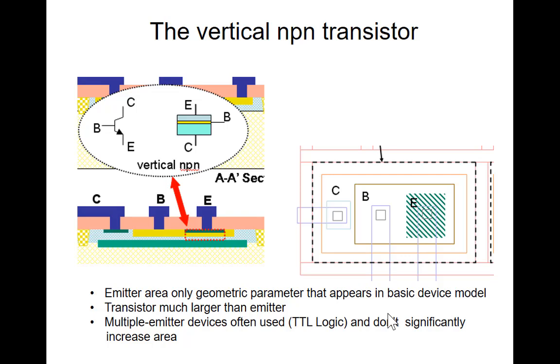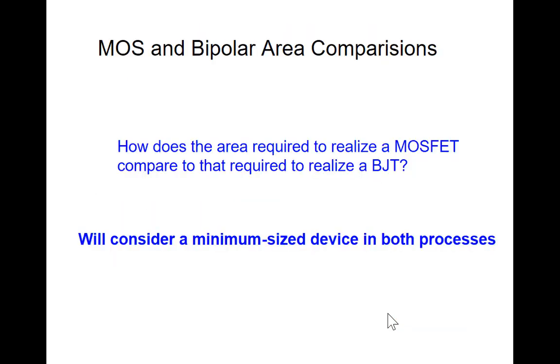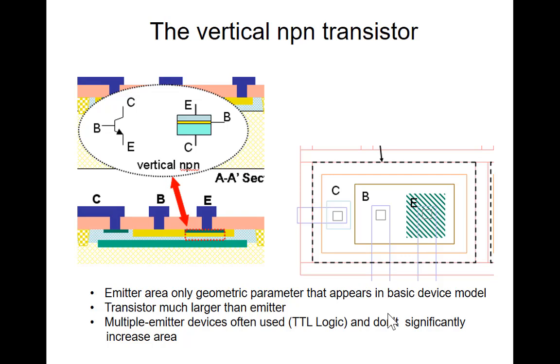Notice also that the transistor, even though I'm not to scale here, is much smaller than the area for the transistor, because here's the emitter, the base has to surround the emitter, the collector has to surround the base, and the isolation diffusion has to surround everything. So you might have this small emitter, but a lot of area to make this transistor.